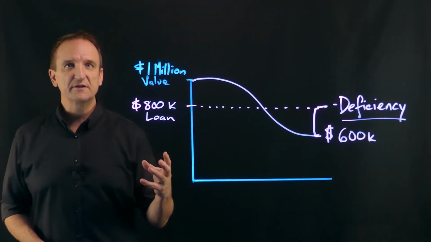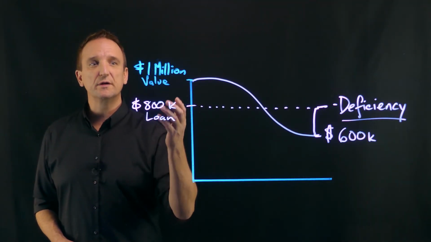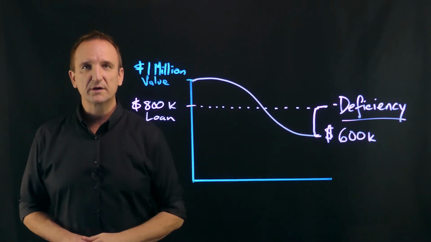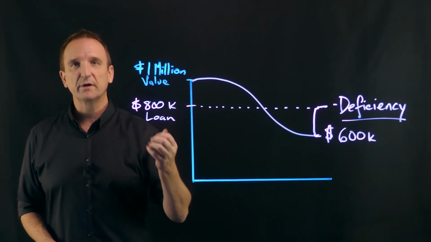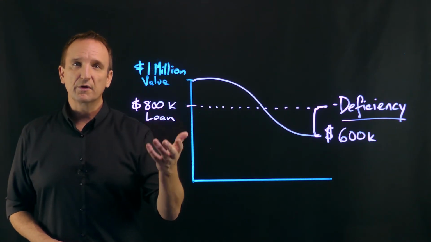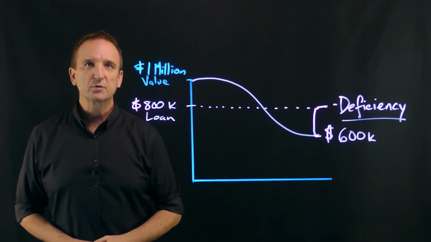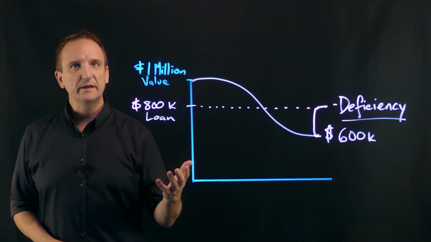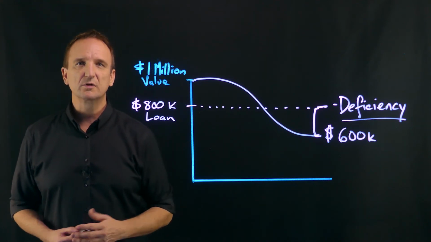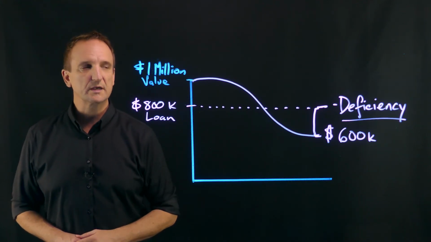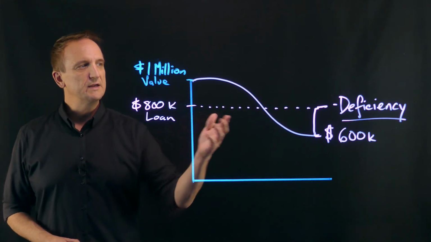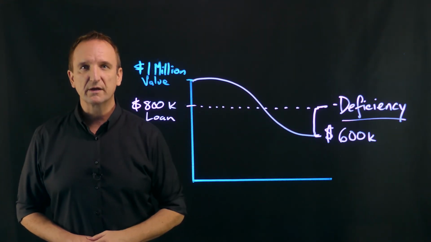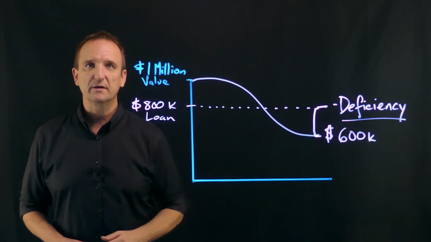Important to note is that the deficiency isn't just the difference between the loan amount and the property's new value. The lender has, in addition to the principal they are trying to recover, they are also owed accrued interest, legal fees, late fees, and other expenses related to the foreclosure process. So in an example like this, that deficiency would very easily be $300,000 or $400,000 instead of just $200,000.